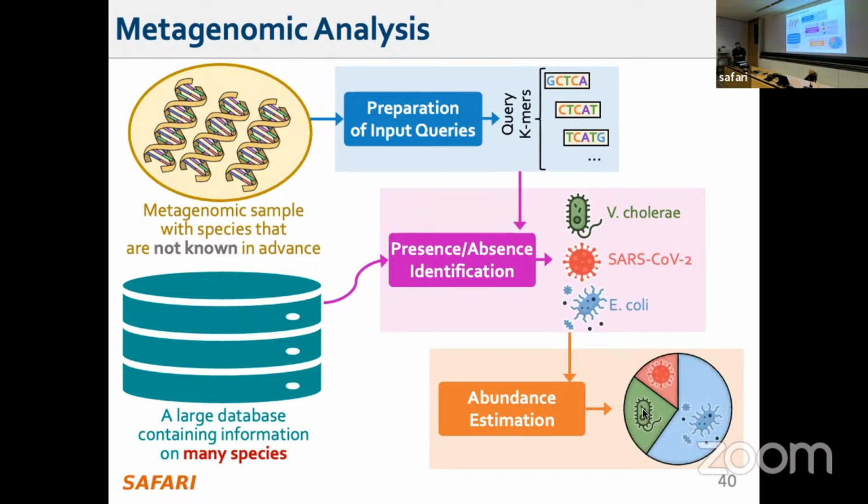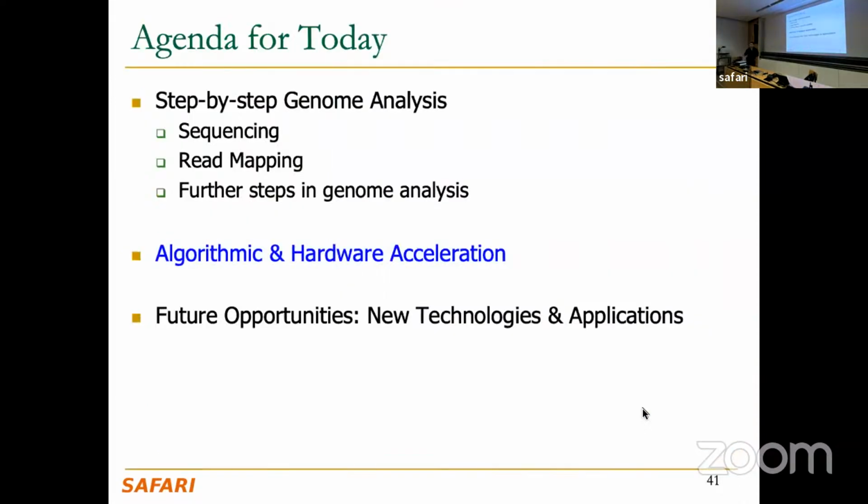This is called relative abundance estimation, where you figure out, okay, in this sample you have maybe 55% of E. coli, a bacteria, maybe 20% of a virus, and so on, right? This is important to analyze because you really want to figure out whether, for example, there is a harmful pathogen in this environment. Maybe after understanding, you can take actions accordingly. So these are the downstream steps that we have in genome analysis.